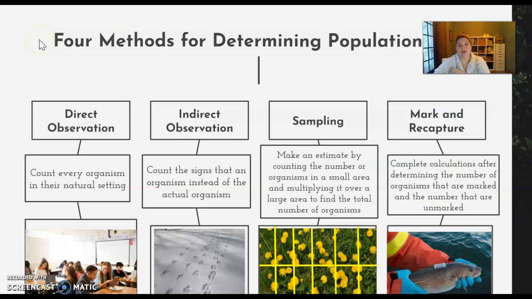So there are 4 methods for determining population size. There are direct observation methods, indirect observation, sampling, and mark and recapture. So we'll start with direct. It's the most obvious. It just means you're counting every single one. So this method works best when you have the organism cornered, so to speak.